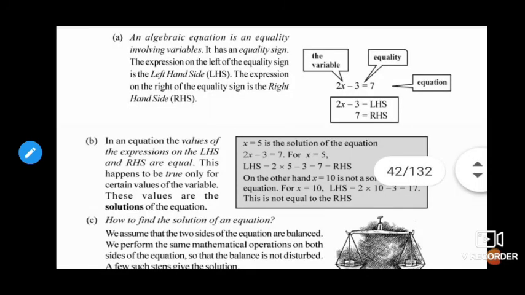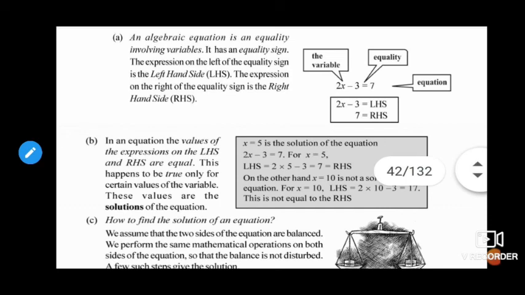Now we will see, if we take any linear equation, here we can see one equal symbol. On both the right side and left side of that equal symbol, there will be some terms or expressions. Whatever is there on the left side is called the left hand side expression, and whatever expression is on the right side is called the RHS, right hand side. And always the LHS and RHS will be equal.